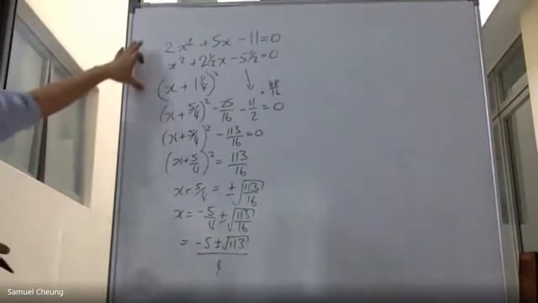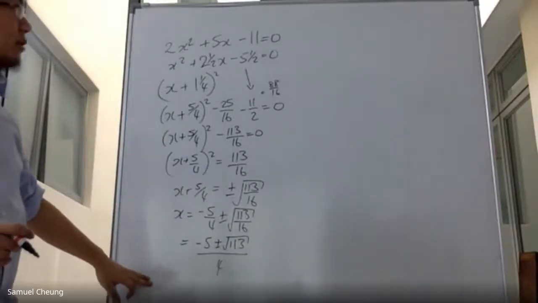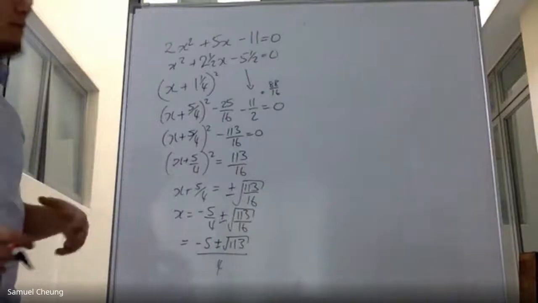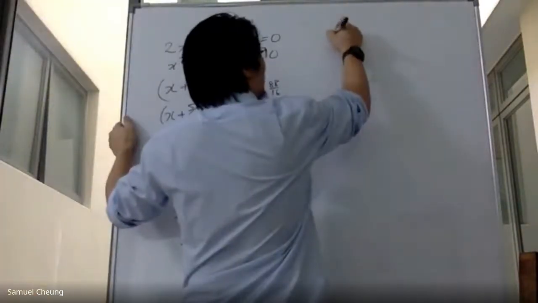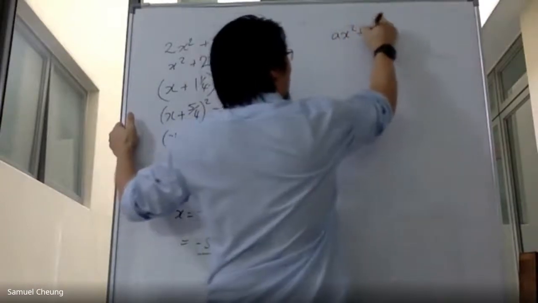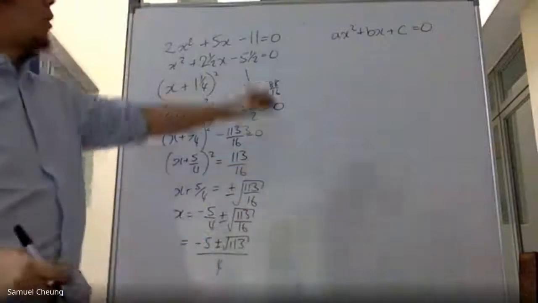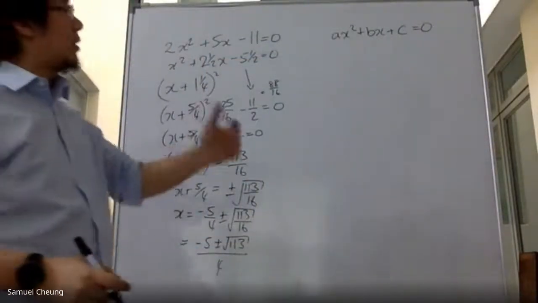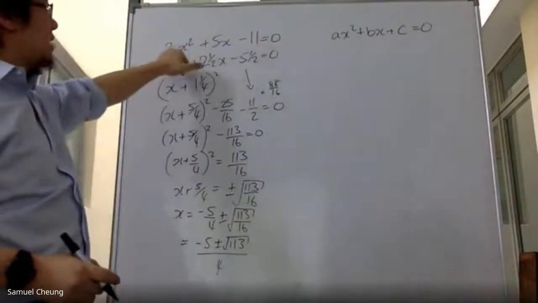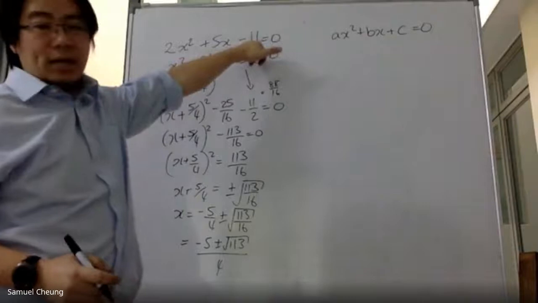Okay, so I'm going to take the exact same steps as I did here with completing the square, but with a general equation. If I want to write down a general equation for a quadratic, I can do it in the form ax squared plus bx plus c equals 0, where a, b, and c are three different numbers, and they could be positive or negative. You can see in this case, a would be 2, b would be 5, and c would be minus 11.